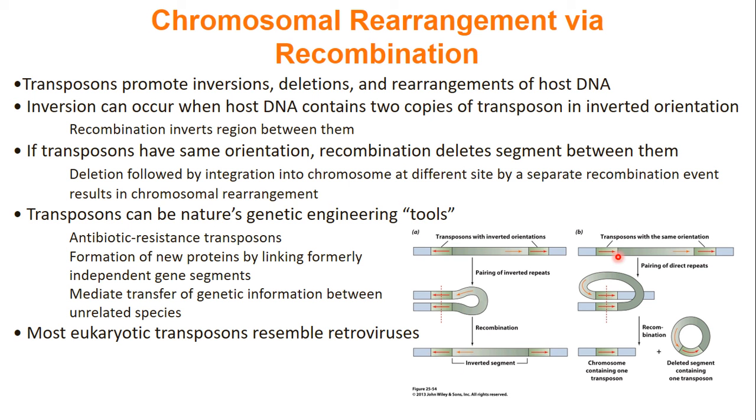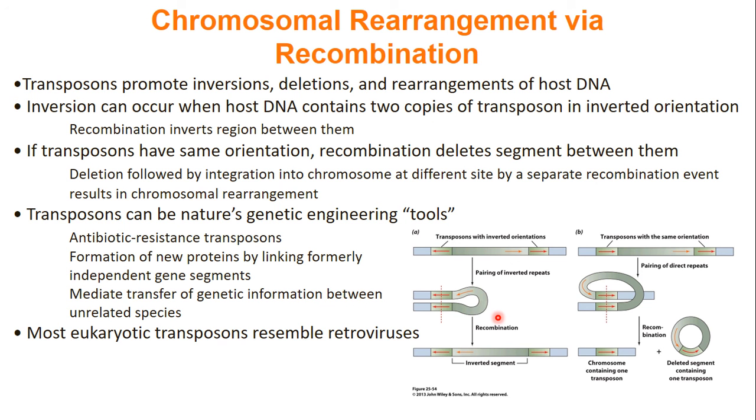You can also have a deletion. Let's say that your transposons are going in the same direction and they accidentally pair up with each other, and then they are resolved. They will actually cut out the gene that was in between them. So that's a way that transposons can be used for inversions and deletions. And you can really think of transposons as nature's genetic engineering tools.